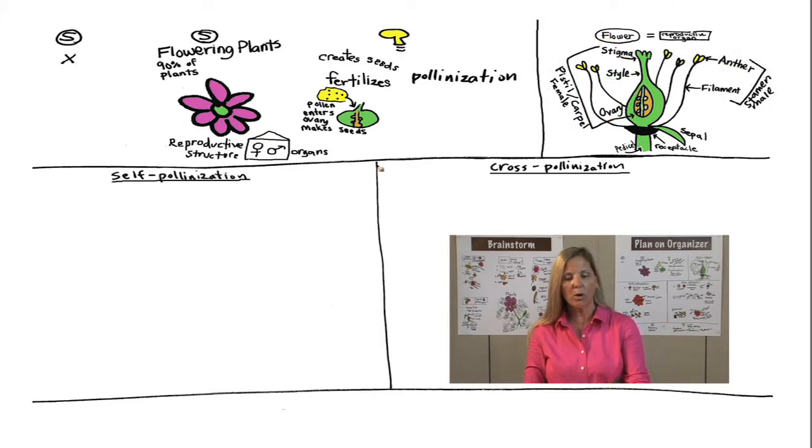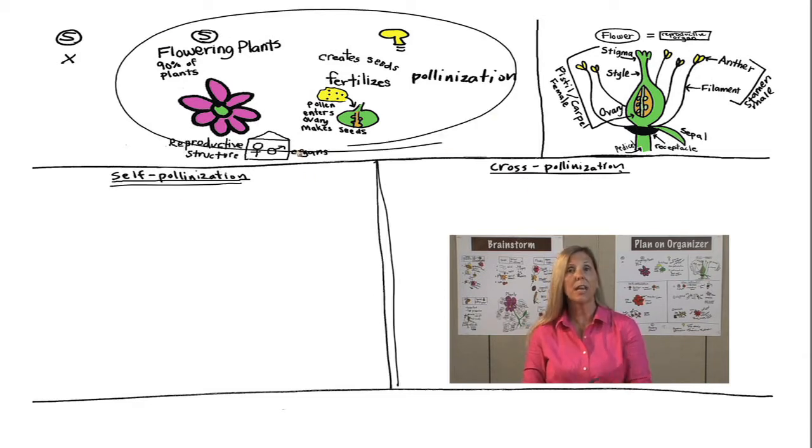So in the body of my organizer, what have I done? I've drawn a line in the middle, then I've labeled self-pollination, cross-pollination. These are my two main ideas that are going to be about the thesis statement. And next, we're going to start writing our main ideas.